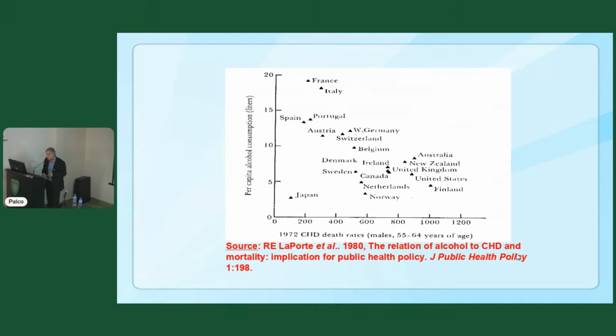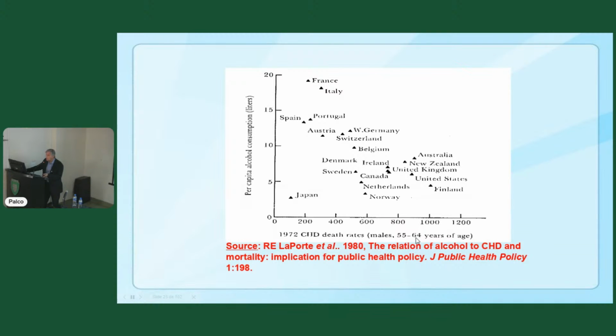Example here, relationship between alcohol and coronary heart disease and mortality. Implications for public health policy. You can see on the left axis per capita alcohol consumption per liter. And at the bottom, you can see the death rate for coronary heart disease in 1972 for males 55 to 64, very specific age group.